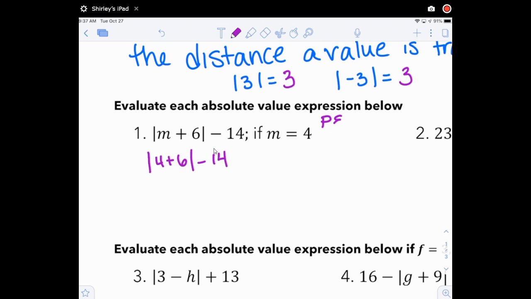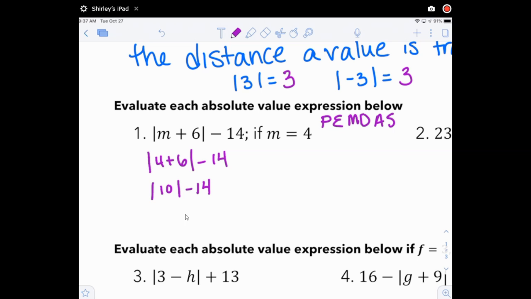Remember, parentheses, exponents, multiplication and division are on the same level, always left to right. Addition and subtraction, always on the same level, always left to right. Parentheses come first, but now that we're getting more involved in higher level math, grouping symbols come first. Absolute value is just another way to think about a parenthesis or a grouping symbol. So you're always going to simplify inside of those absolute value symbols first. So inside of those bars, I see 4 plus 6. So I'm going to add that to get 10. Then you want to take your absolute value.